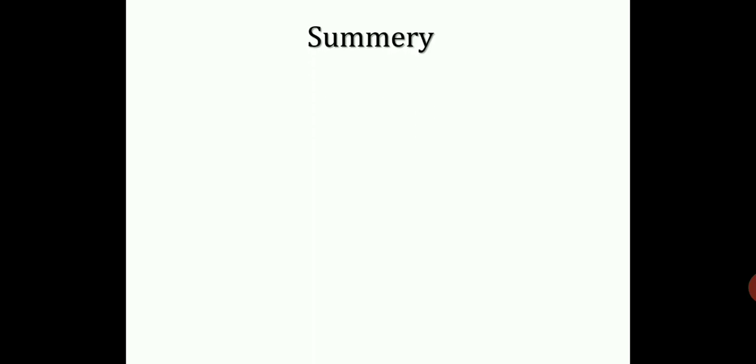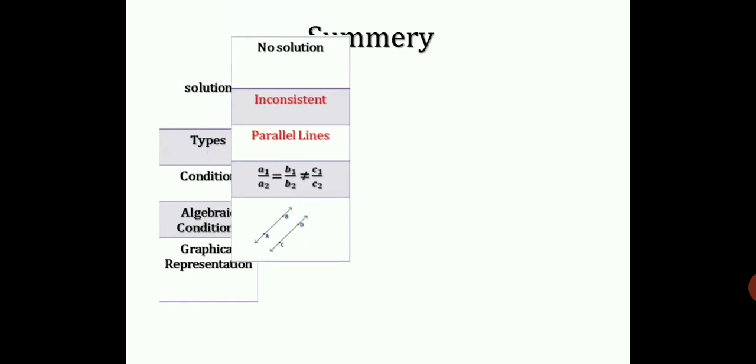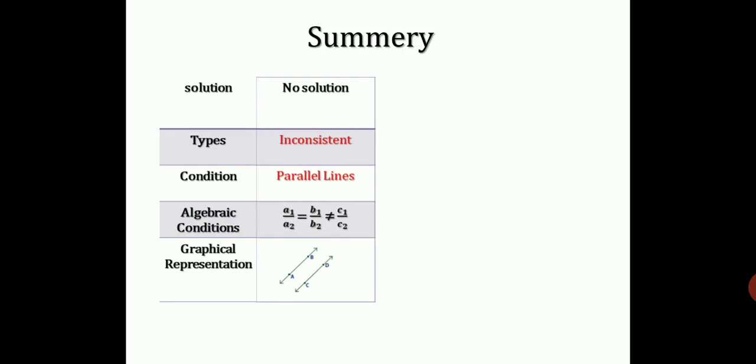Let me take a summary. We are taking the types of solutions, lines, algebraic conditions, and graphical representations. First, no solution means lines are parallel. It is an inconsistent type, inconsistent solution. So what is the algebraic condition? a1 by a2 is equal to b1 by b2, is not equal to c1 by c2.